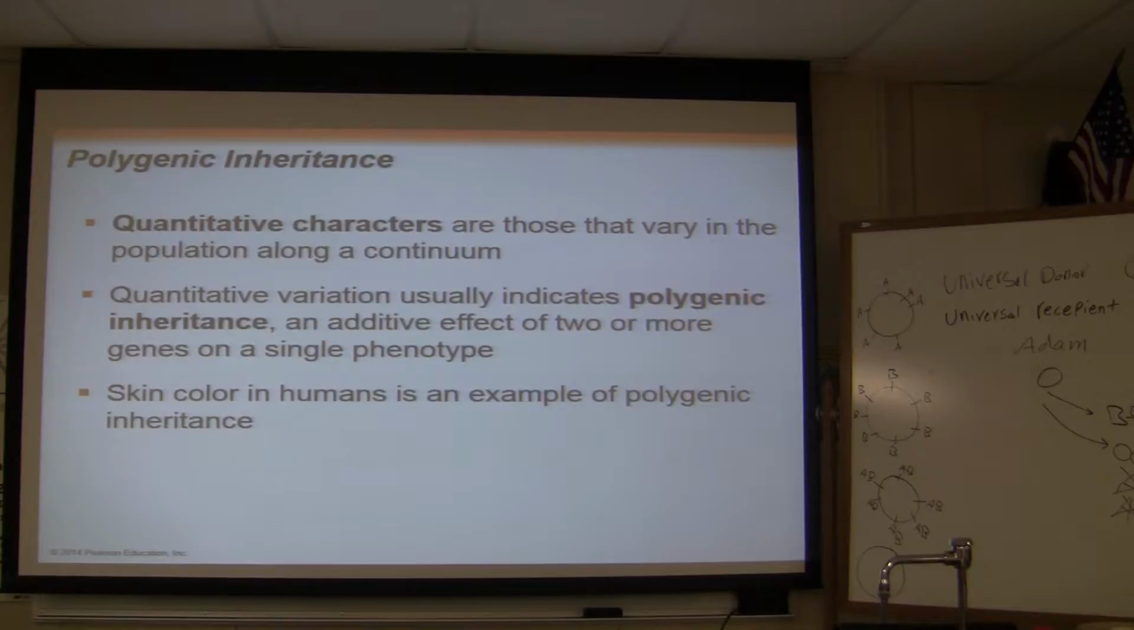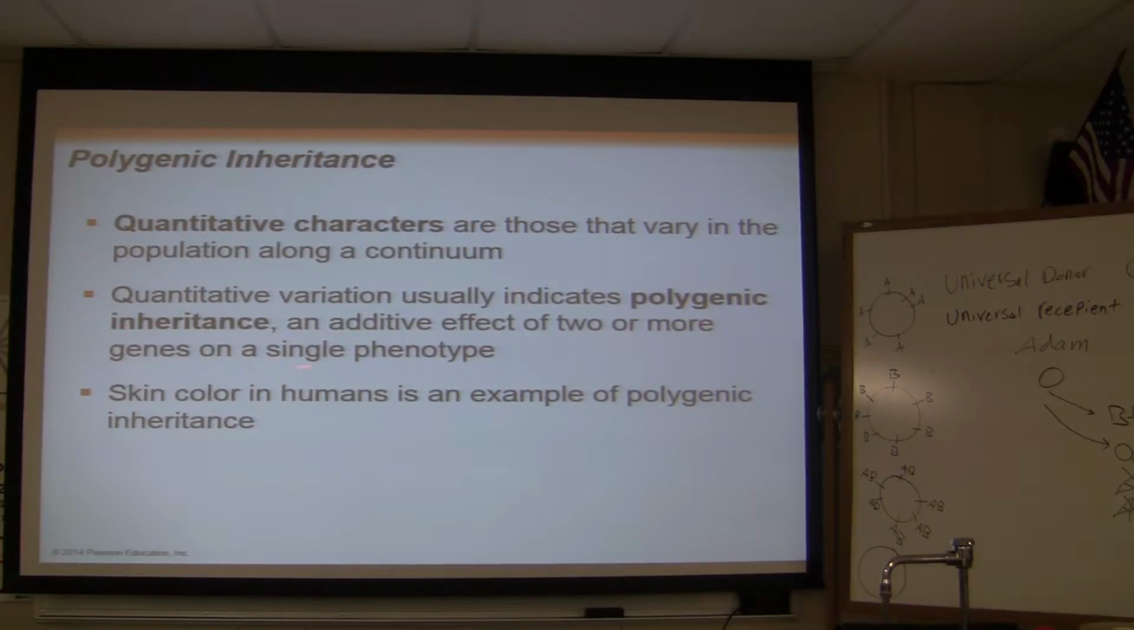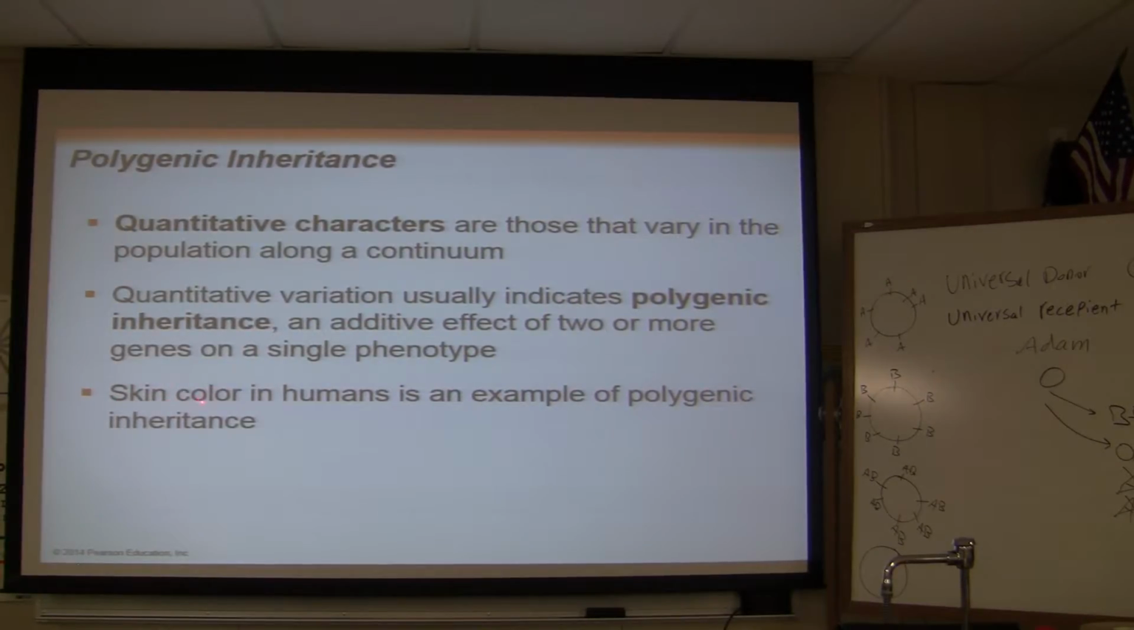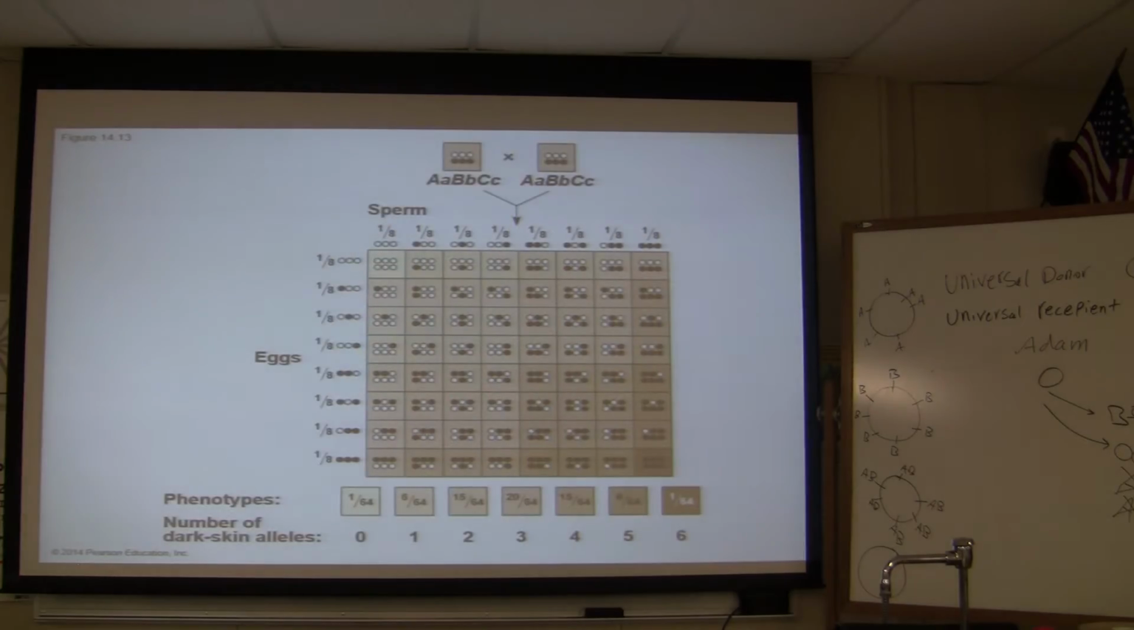Polygenic inheritance: quantitative characteristics are those that vary in a population along a continuum. Quantitative variation usually indicates polygenic inheritance, an additive effect of two or more genes on a single phenotype. Skin color in humans is an example of polygenic inheritance right here. So there is a lighter complexion, and here is the darker complexion.